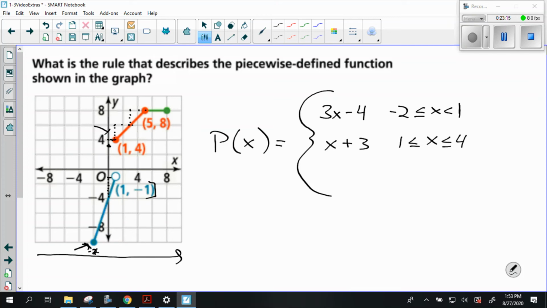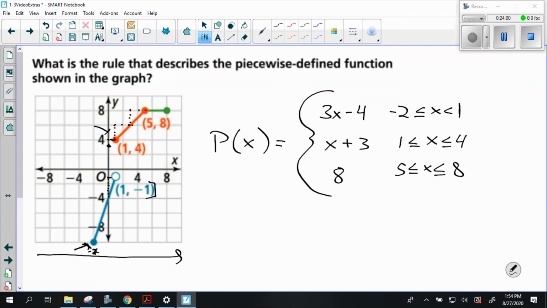What slope does that have? It has no slope, right? In fact, it looks like this is just the equation y equals 8. And the way that we're going to write that is we're just going to put an 8 here. That's y equals 8, right? P of x equals 8. And that is defined between 5 and 8. And there it is. That is the rule that defines the piecewise function in this graph.